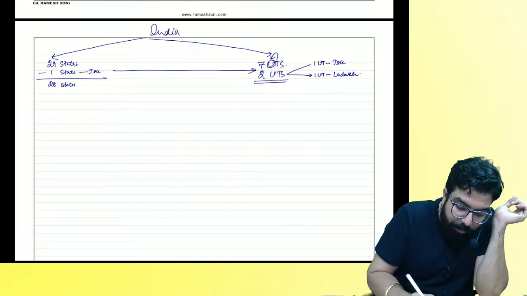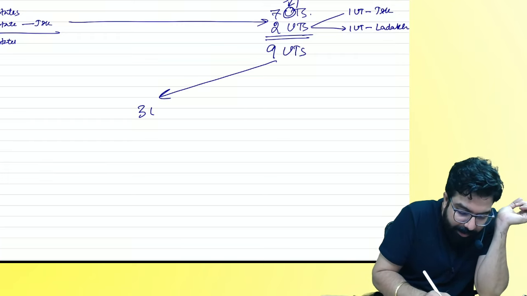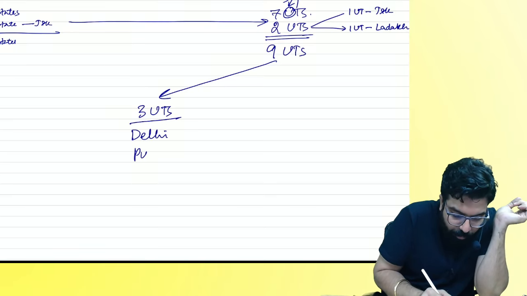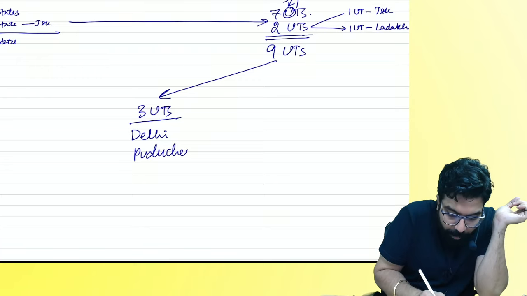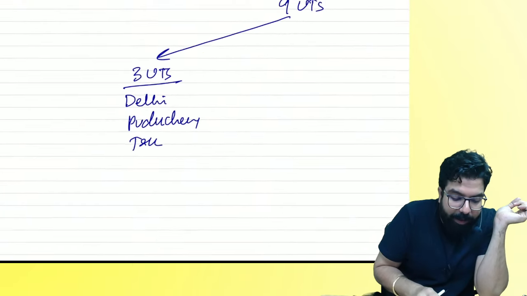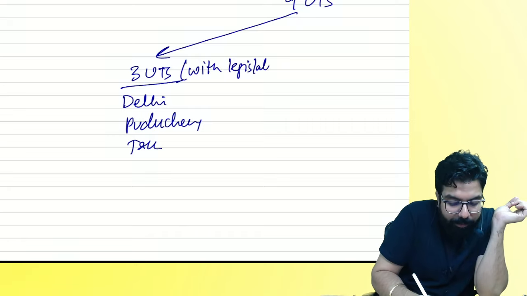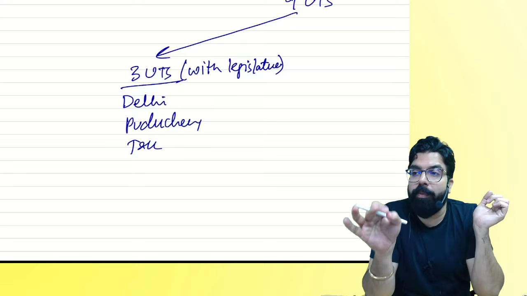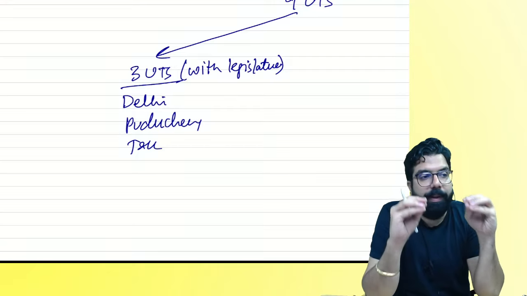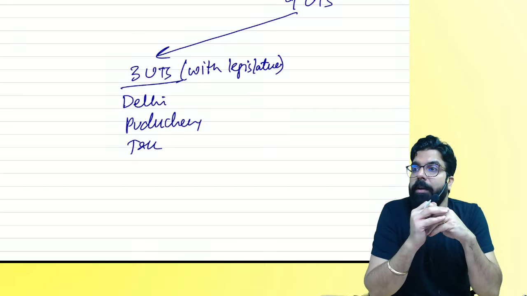Now, listen to me very carefully. Out of these 9 union territories, there are 3 union territories which are Delhi, Puducherry, or Sweet Pondi, everyone, and Jammu and Kashmir. These 3 union territories are with legislature. With legislature means they have their own Vidhan Sabha. Are we clear, everyone? They have their own Vidhan Sabha, and they have their own chief minister. Are we clear?